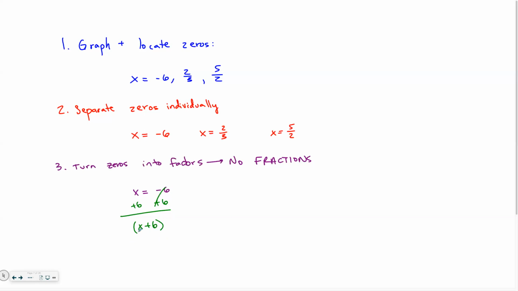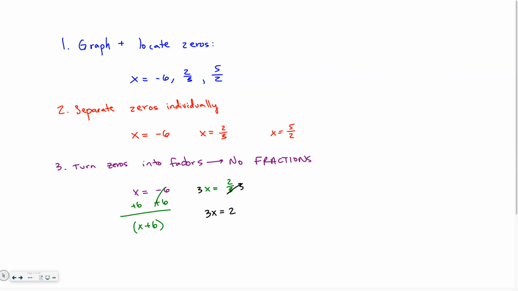You don't set it equal to 0 with any factor. You just leave it like that. I do it over here. I do this again. Now here's the deal. I say no fractions, which means I don't do the opposite of 2/3. Opposite of 2/3 is -2/3. I don't do that. I have to get rid of the fraction. So if I want to get rid of the fraction, what is the opposite of dividing? Multiply. So I multiply both sides by 3. This gives us 3x equals 2.